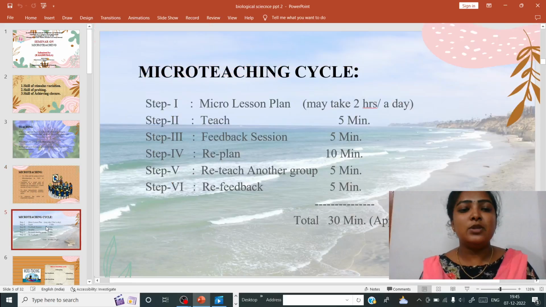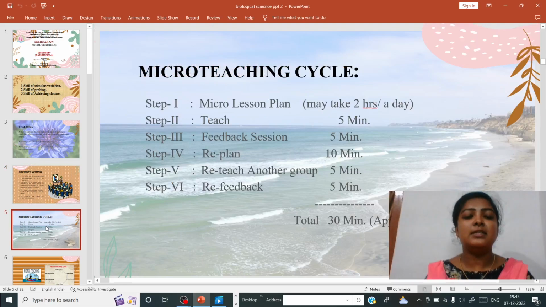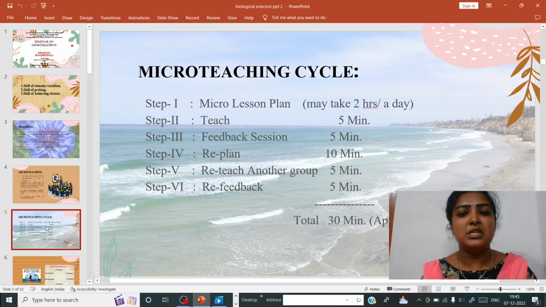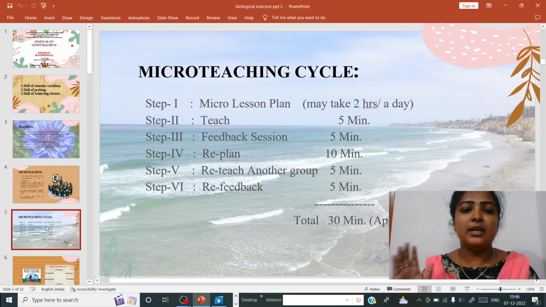Next we move on to the micro teaching cycle. There are 6 steps in the micro teaching cycle. The first one is the micro lesson plan. We can take 2 hours or a day to prepare the lesson plan. After that we teach for 5 minutes. After that, immediate feedback is given by the peer group for 5 minutes. If there are any negative comments, we have to modify.